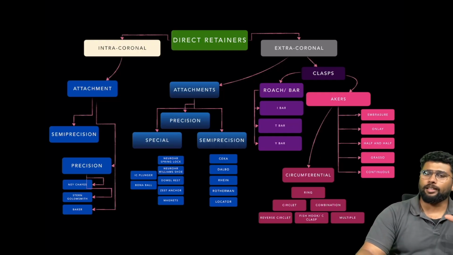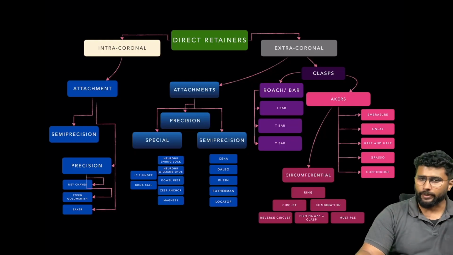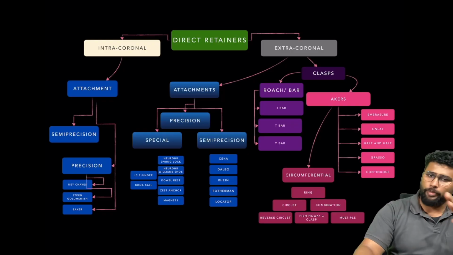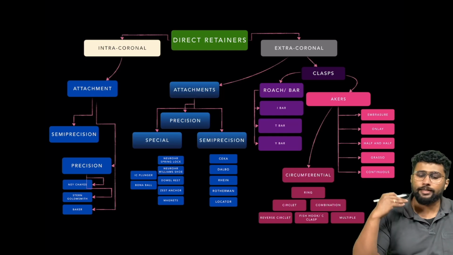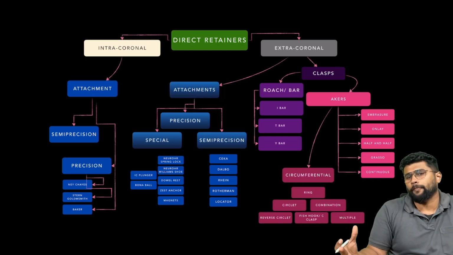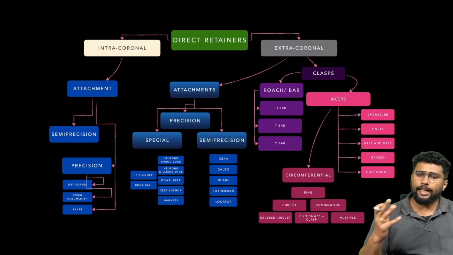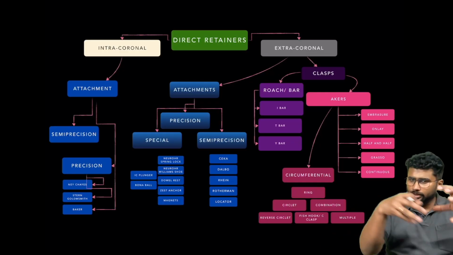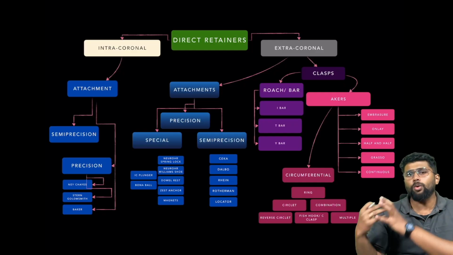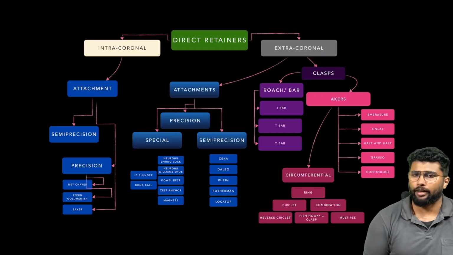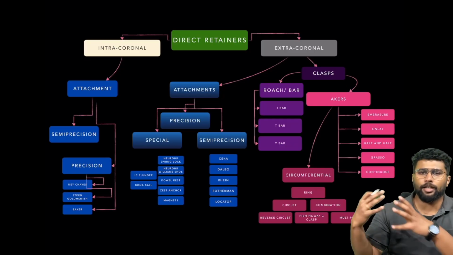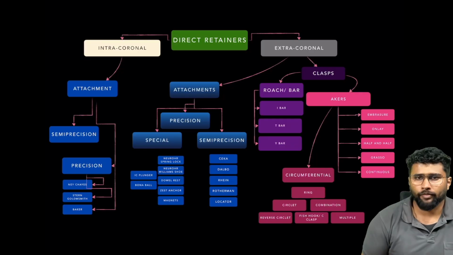I told you direct retainers are things that are going to help in holding onto the teeth. Now, clasps, which you have been seeing so far in all these slides, are just one type of those. There's another thing called an attachment. Now, again, attachments themselves might be within the tooth or outside the tooth. Based on this, they have classified your direct retainers: intracoronal, meaning within the tooth, and extracoronal, meaning outside the tooth.